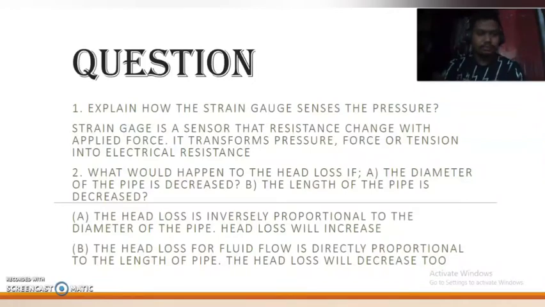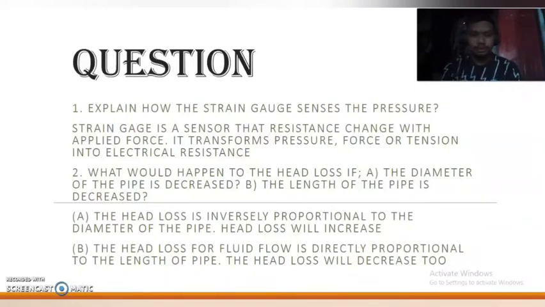So firstly, the first question is to explain how the strain gauge works. Firstly, a strain gauge is a sensor that senses force. So it transforms the pressure into an electrical signal to get the reading. It is utilized to get the reading data.